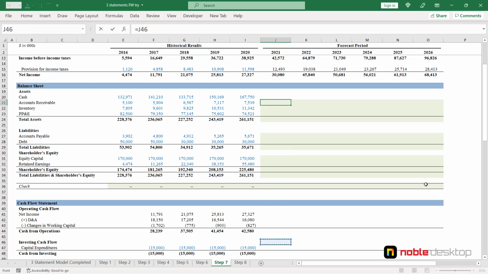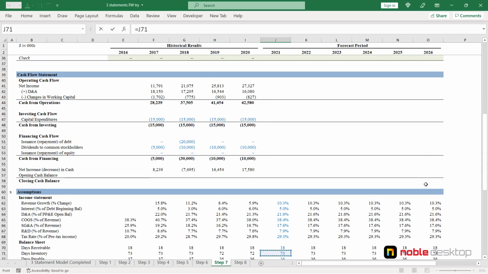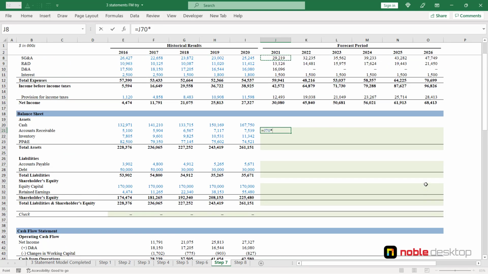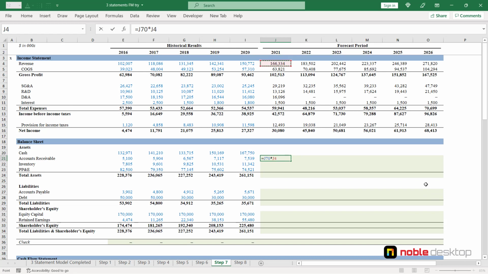We do have our days receivables in our assumptions in row 17. I will multiply it by my revenue in my income statement in row 4 and divide by 365 days a year. I'm basically converting the formula for days receivables to calculate accounts receivables here.